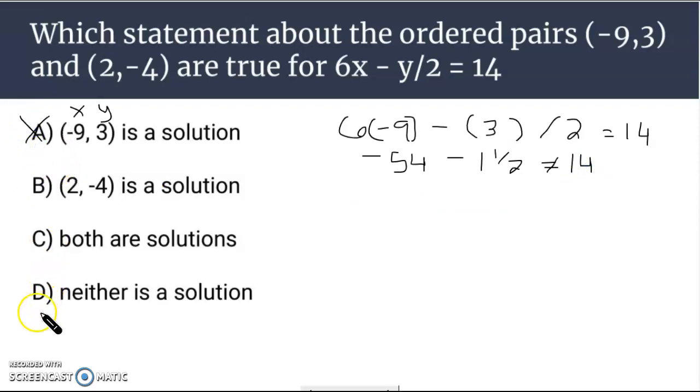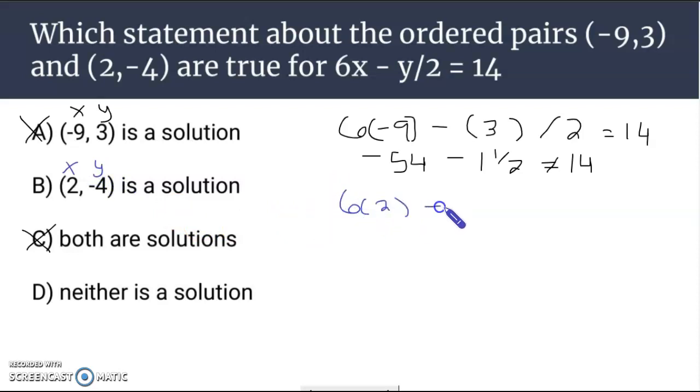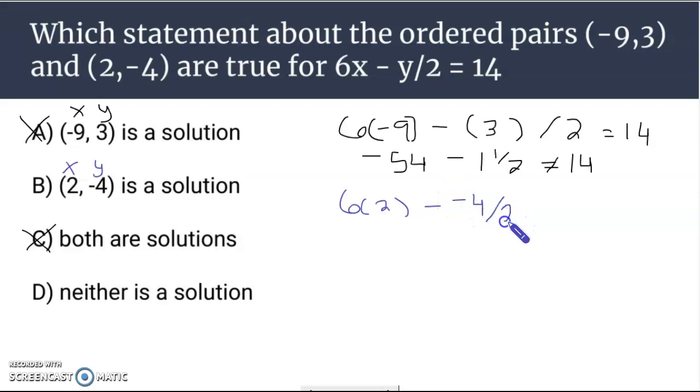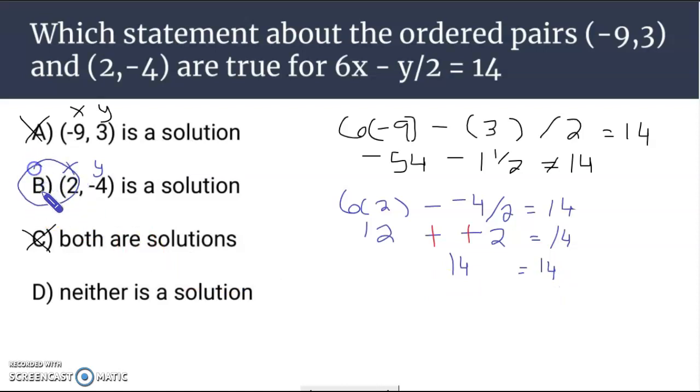So A can't be a solution, and we can also rule out C, since statement C says both are solutions. Let's try B. Let's try 2 in for x, negative 4 in for y. 6 times 2 minus negative 4 divided by 2. Does that equal 14? Let's find out. 6 times 2 is 12. Negative 4 divided by 2 is negative 2. And if we look here, 12 minus negative 2, minus a negative is just like plus a positive. So 12 plus 2 is 14, and that is a true statement. 14 equals 14. B seems to be the only answer, and that would rule out D. So this time we only found one solution.